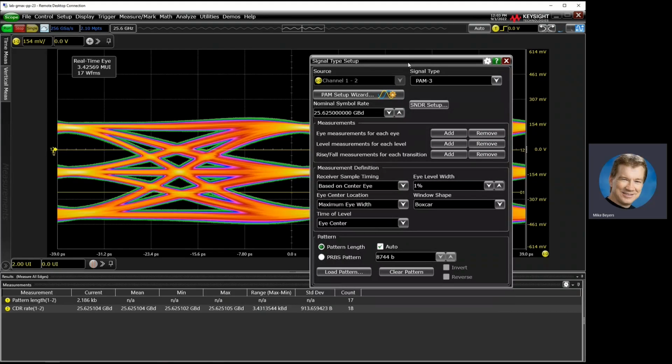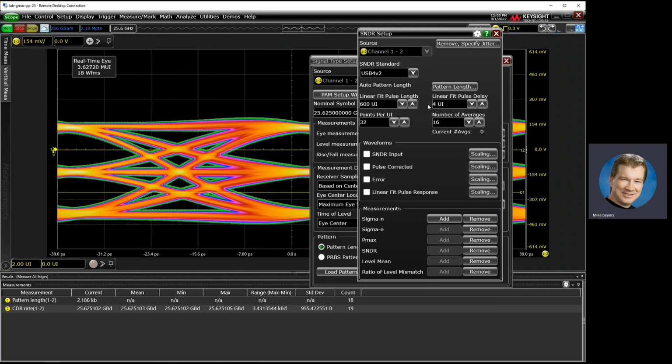Again, I have it set up for PAM3 type. And let's go ahead and set up the SNDR measurement. Again, I have it set to the USB4 version 2 standard. And that brings up a particular linear fit pulse response length, number of averages, resampling, linear fit delay, et cetera, as called out by the standard. You can change these parameters if you want.